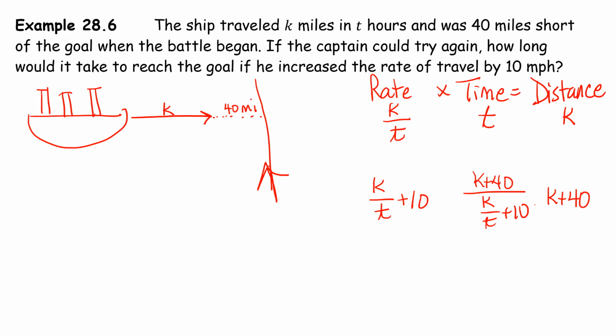And that again is a complex fraction. So you've got k plus 40 divided by k over t plus 10. And you will have to multiply that fraction by t over t.